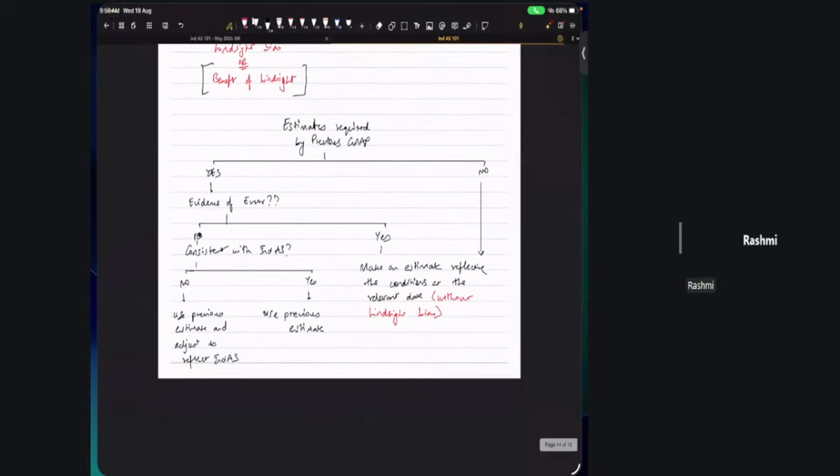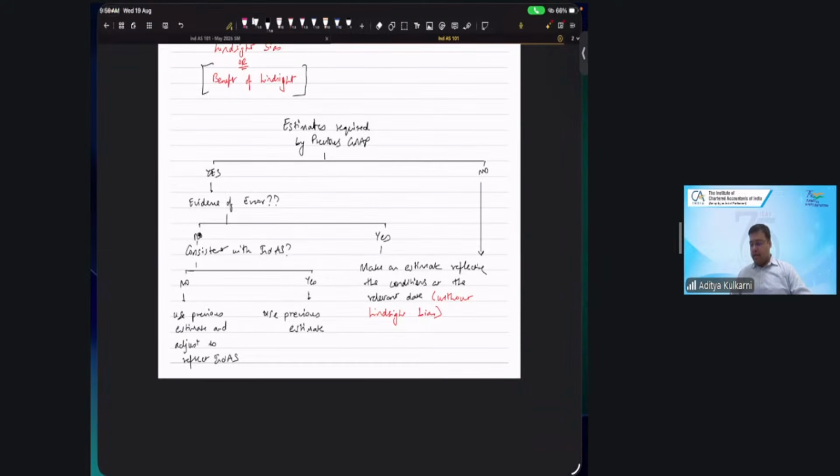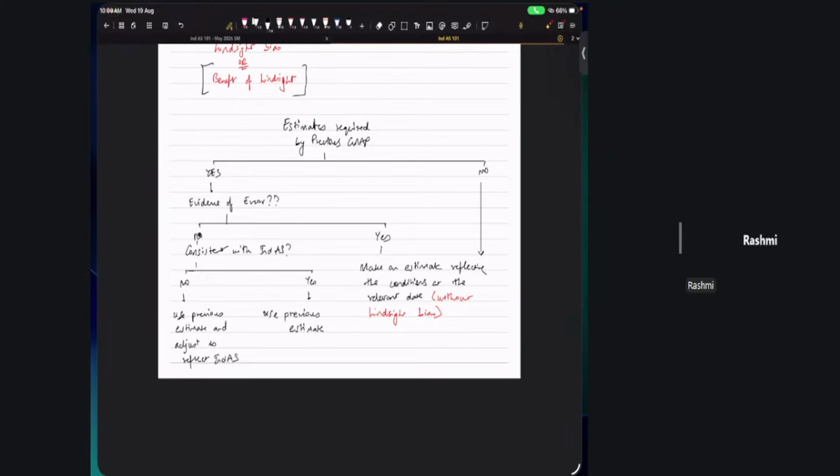So any estimate that is required by the previous GAAP, is this estimate an evidence of error? If it is not an evidence of error, is it consistent with Ind AS? Answer is yes. If yes, then use the previous estimate. I made a 2 lakh provision which was consistent with an estimate. There is no error as far as Ind AS is concerned. You will continue with the previous estimate. Did you follow? Yes, sir.